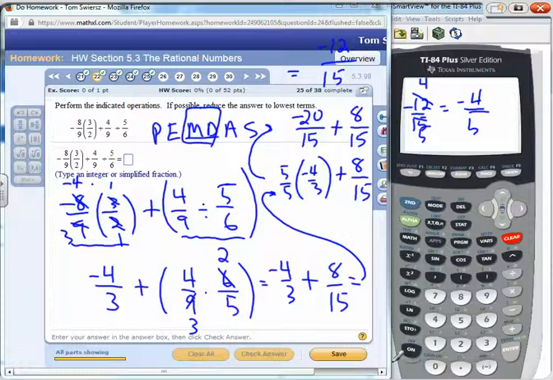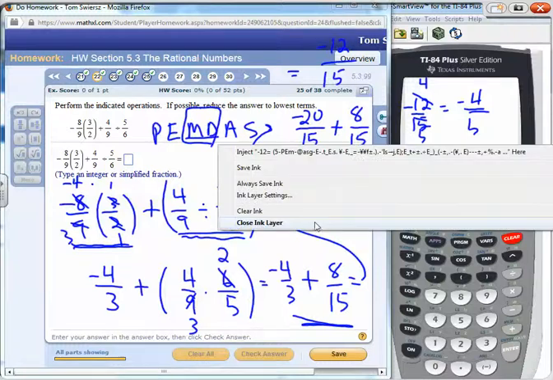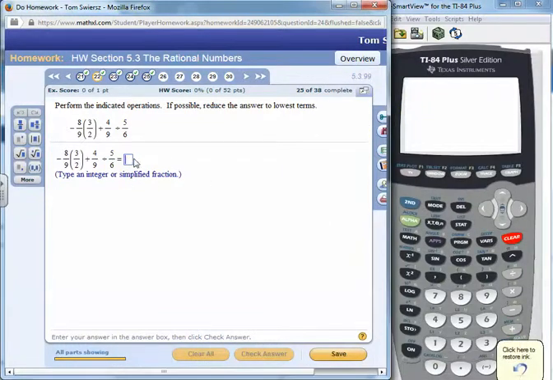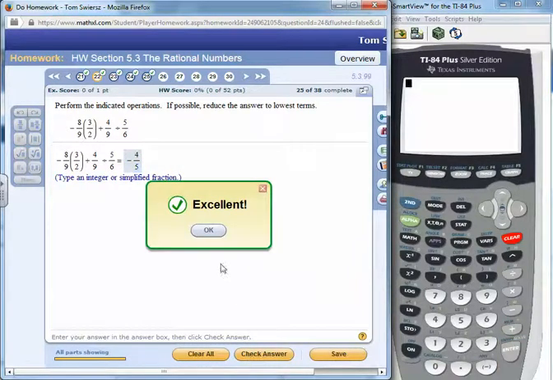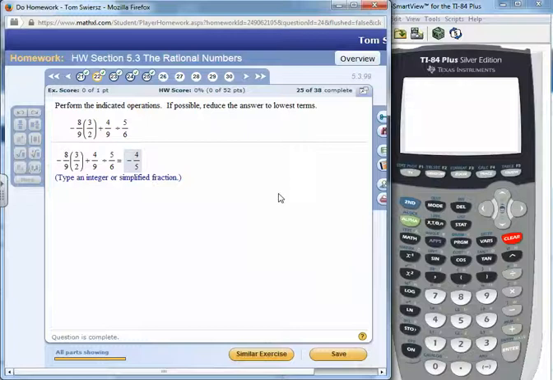So again, order of operations, we had to multiply, we had to divide, multiply by the reciprocal, and then we had the addition, and to add we had to get a common denominator of 15, and negative 20 plus 8 is negative 12 over 15 reduces to 4 over 5. And of course, the answer is negative. Okay, so let's go ahead and put that in. All right, negative 4 divided by 5, or the fraction, negative 4 over 5. I'm using the slash mark.